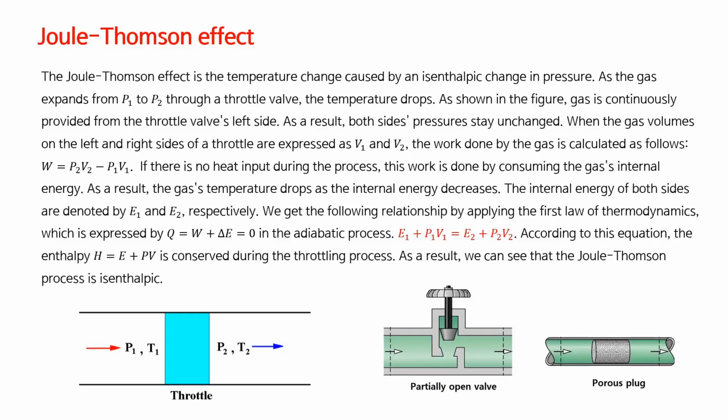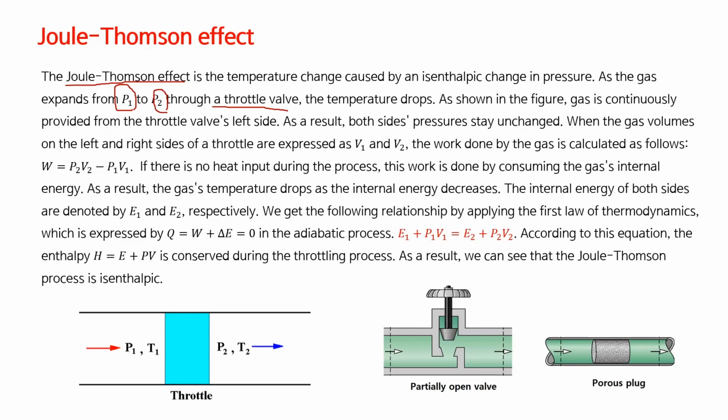Next, let's see the Joule-Thomson effect. The Joule-Thomson effect is the temperature change caused by an isentropic change in pressure. As gas expands from P1 to P2 through a throttle valve, the temperature drops.